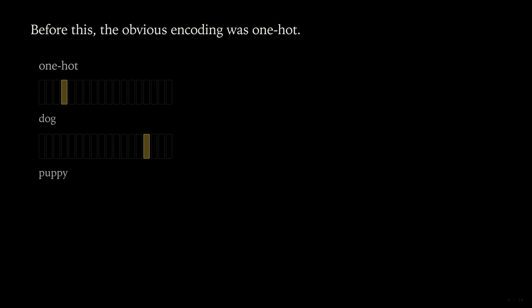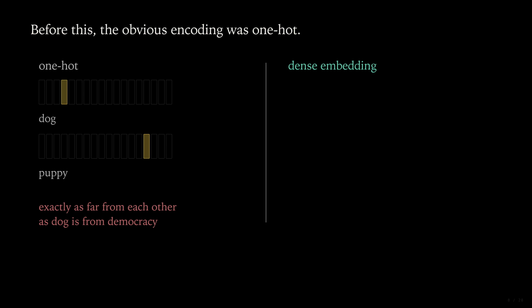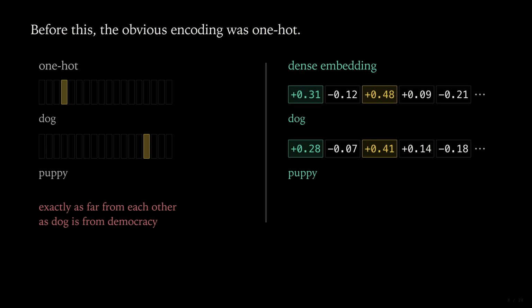Before this, the obvious encoding was one hot. One slot per word in the vocabulary, a 1 in that slot, zeros everywhere else. Dog and puppy are then exactly as far apart as dog and democracy, because every pair of different words is orthogonal. A dense embedding throws that away. A few hundred numbers, almost all of them non-zero, and the geometry is allowed to mean something. Same vocabulary. Completely different object. And now distance can finally stand in for relatedness.